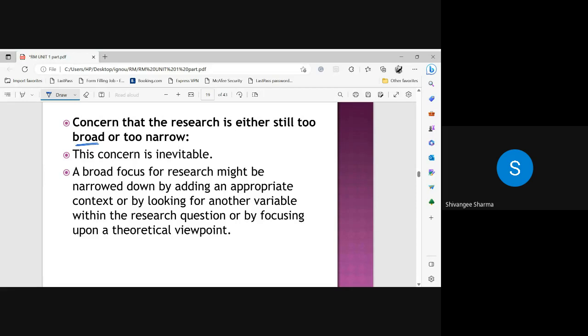Your topic should not be this broad, and it should not be too narrow, like analyzing the motivation techniques of SBI at just a single branch. Suppose in your South City branch there are only 10 to 12 employees. This is also too narrow. You can do the research 100%, but you cannot generalize the results because the sample will be too small. If you want to generalize the results in every research, then you have to take a moderate topic. Your topic should be moderate enough, not too broad, not too narrow.